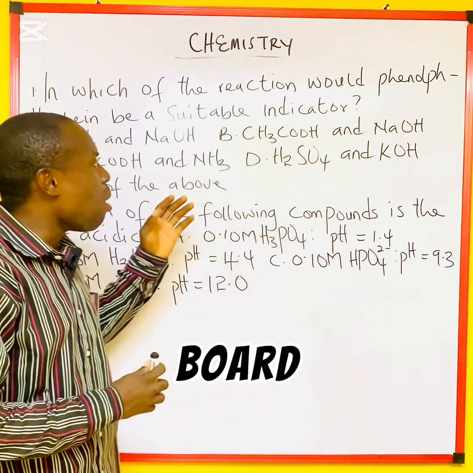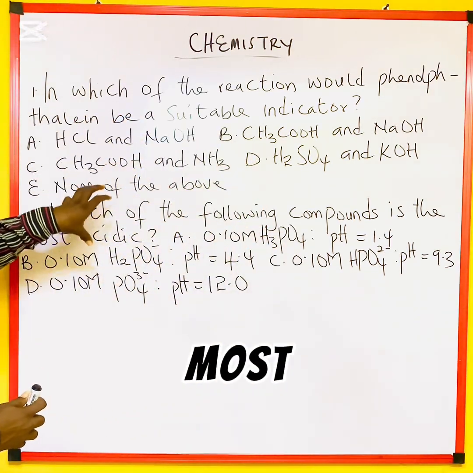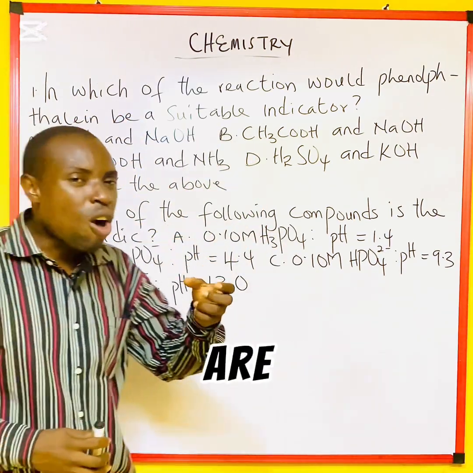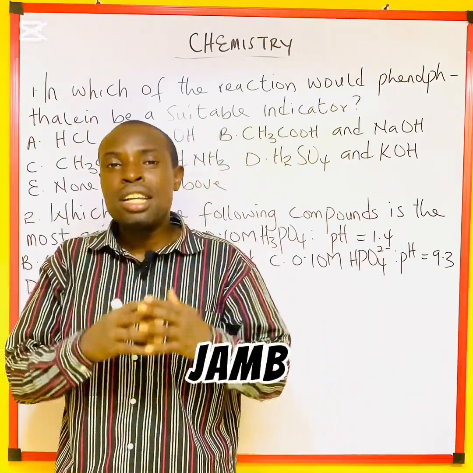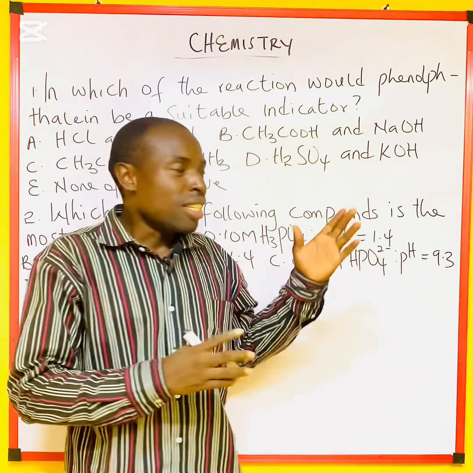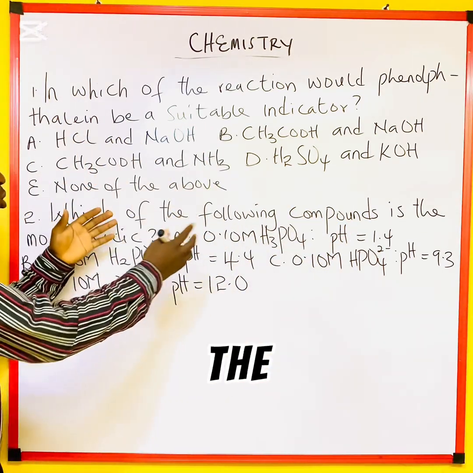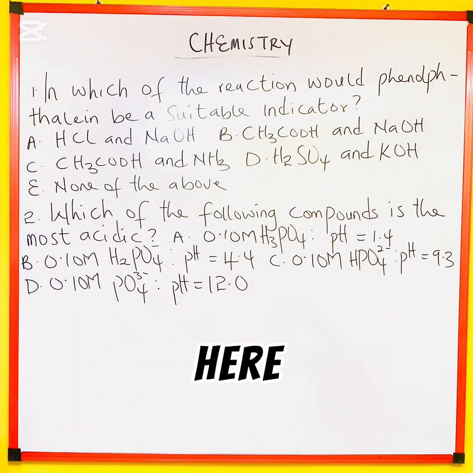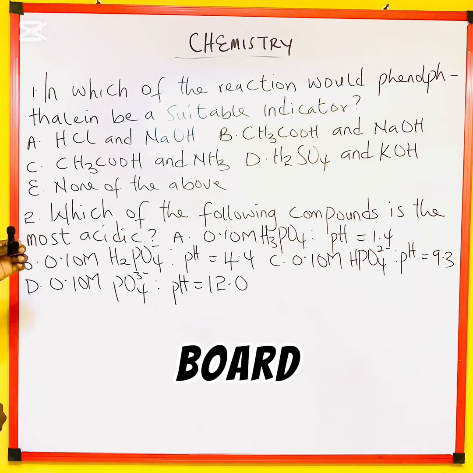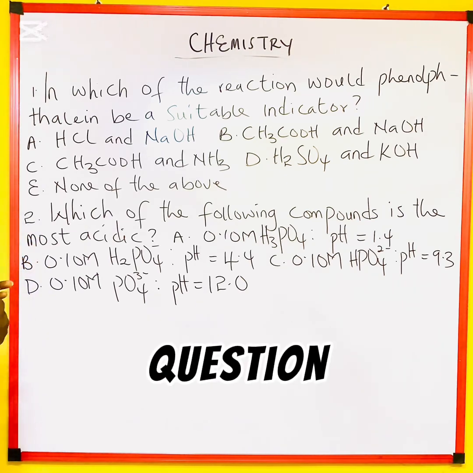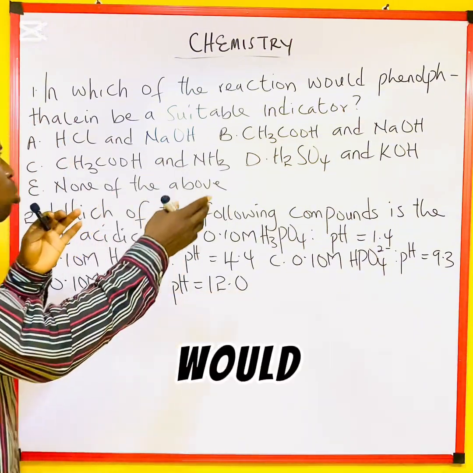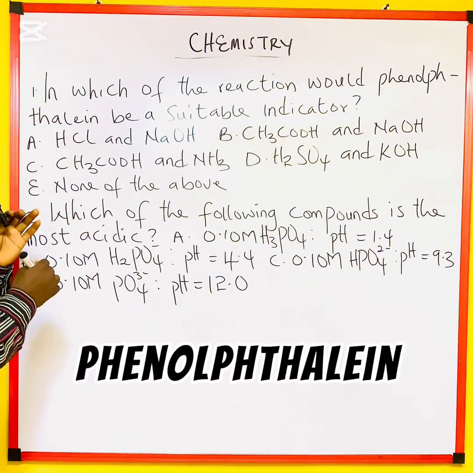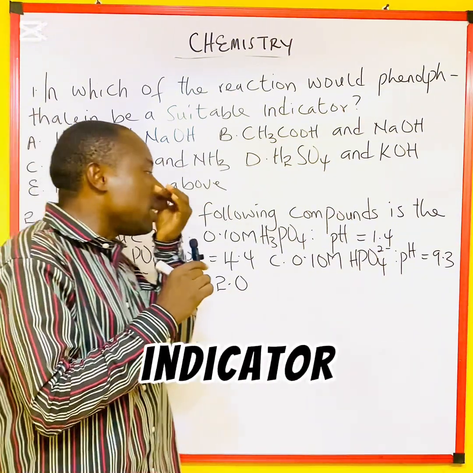Now, on the board are two most important questions that are of great necessity in our preparation for this JAMB 2025. These are the questions right here on the board. The first question says, in which of the reactions would phenolphthalein be a suitable indicator?